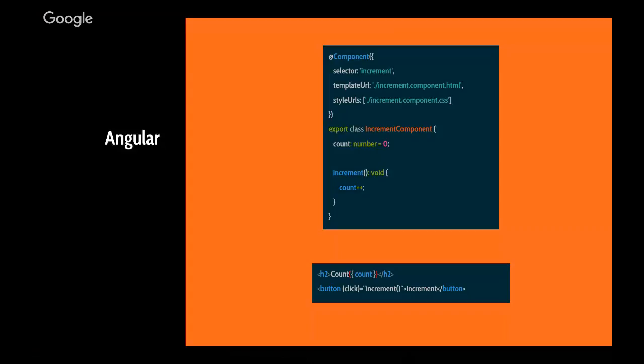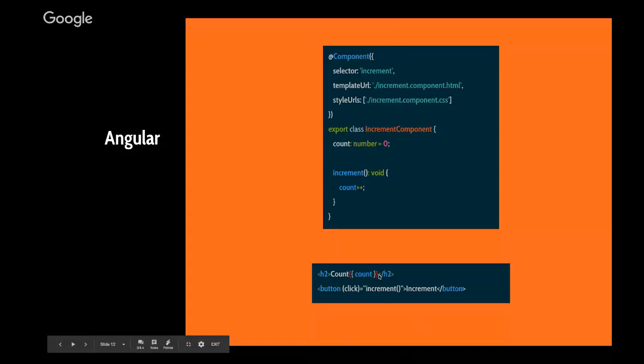So we have a selector. This would be the tag name that your component will use when you use it in HTML. We have a template URL and a style URLs. These can also be inline in the component, so you don't have to have extra files. And then in the innards of our class, we have the functionality of our component. So we just have a count. We initialize it to 0. We have a method where we're going to increment the count.